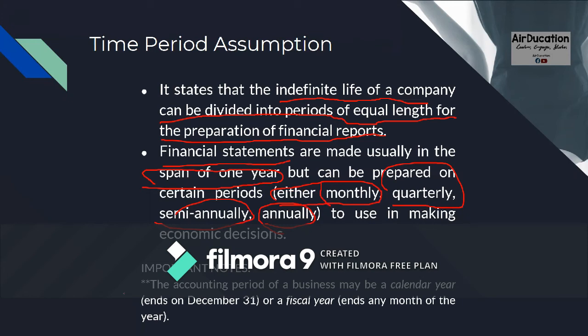Okay, so here are the important notes. The accounting period of a business may be a calendar year or a fiscal year. When we say calendar year, we follow the calendar from January to December. And when we say fiscal year, it ends any month of the year. What kind of businesses are engaged in fiscal year?